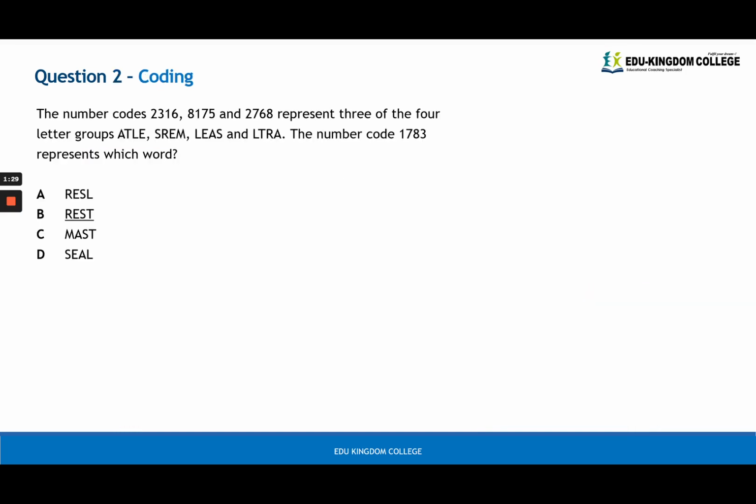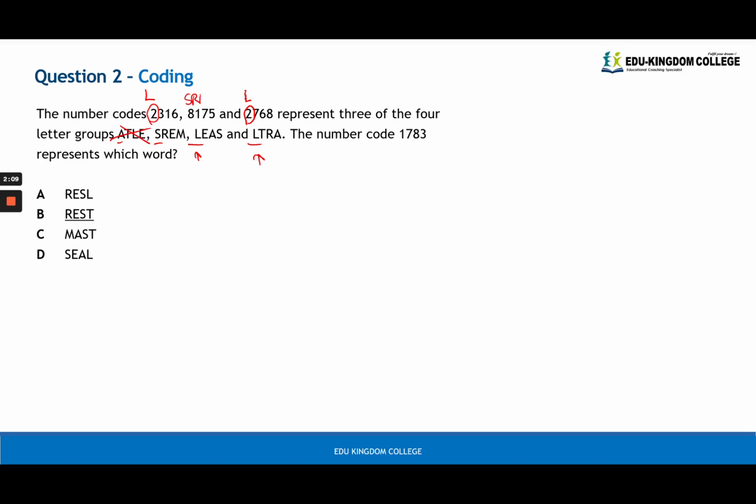The letter codes 2316 and so on represent 3 out of 4. The number 1783 represents which word? What I like to do is find a letter or number that is in most of the given codes. For example, here these two start with 2, so you want to look at the beginnings. Only 2 of the codes start with 2, so that means 2 must be an L. We don't know which one's which yet, but this one should not have an L, because there's no 2 in that code, which means ATLE is out.